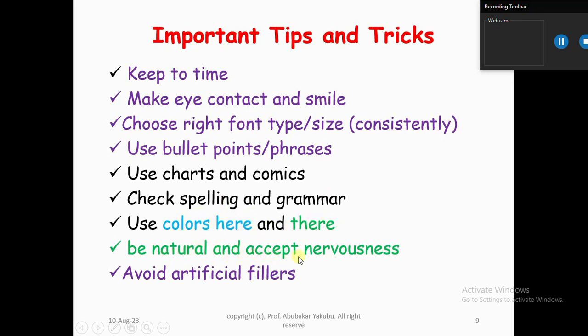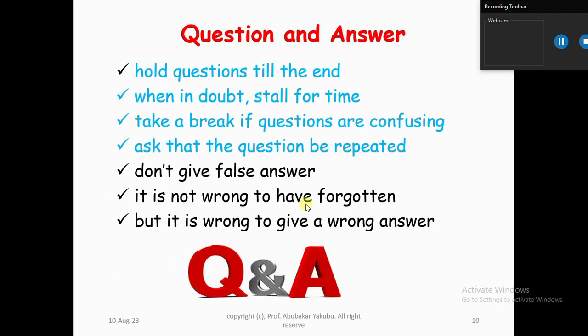Be natural and accept nervousness. Avoid artificial fillers. Sometimes we have this mannerism and we don't know. We speak and we keep saying... Please try as much as possible to avoid those fillers.